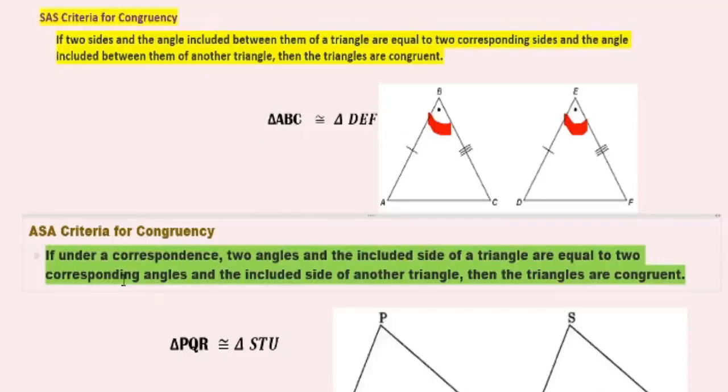Now look at the third criteria, that is known as the ASA criteria for congruency or ASA congruence condition.